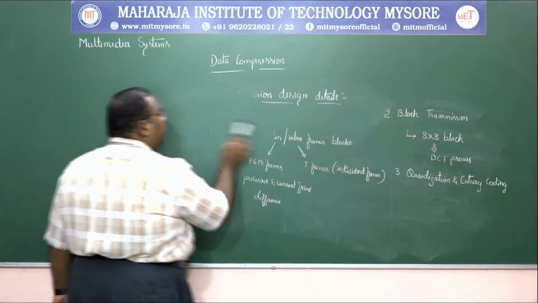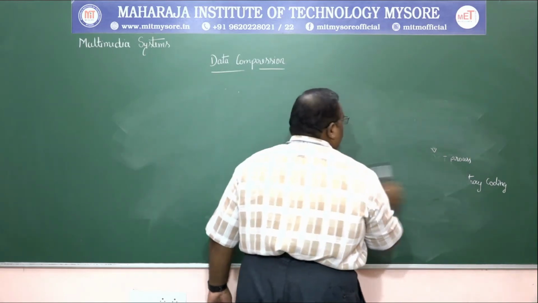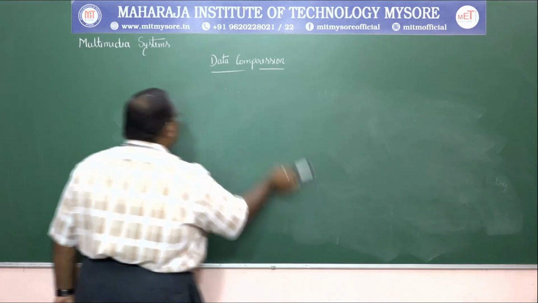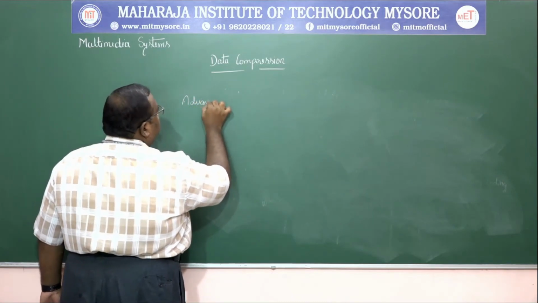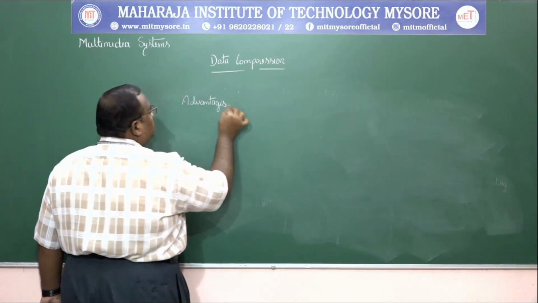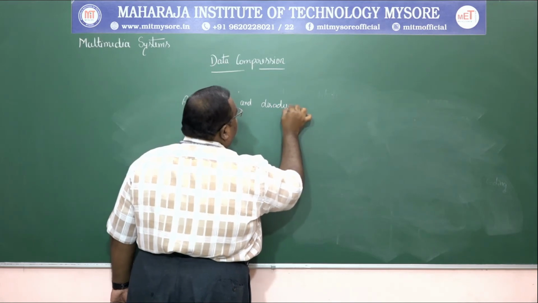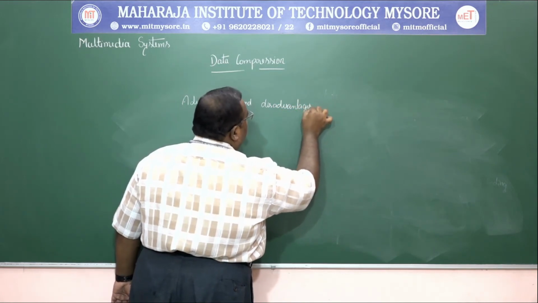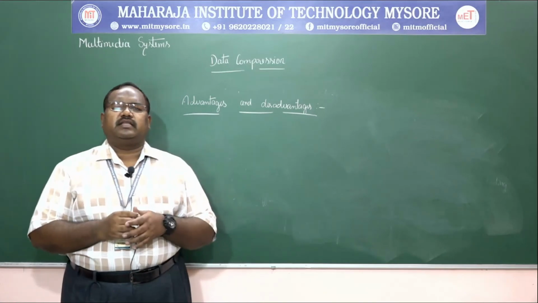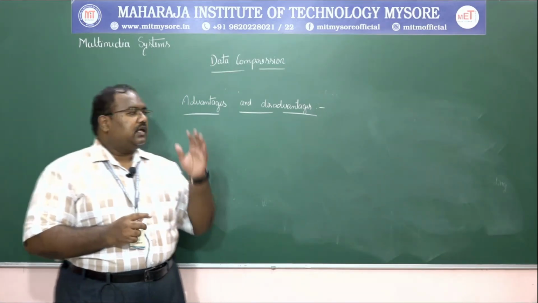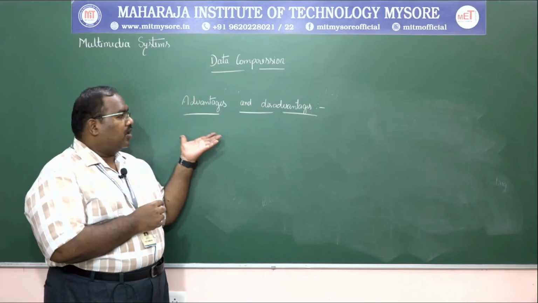And finally, we need to know the advantages and disadvantages of this kind of compression. Let us look into this. Whatever the technology might be, it has both advantages and some disadvantages. Let us look into the advantages and disadvantages with respect to H.261 and H.263 compression. First, we will talk about the advantages.